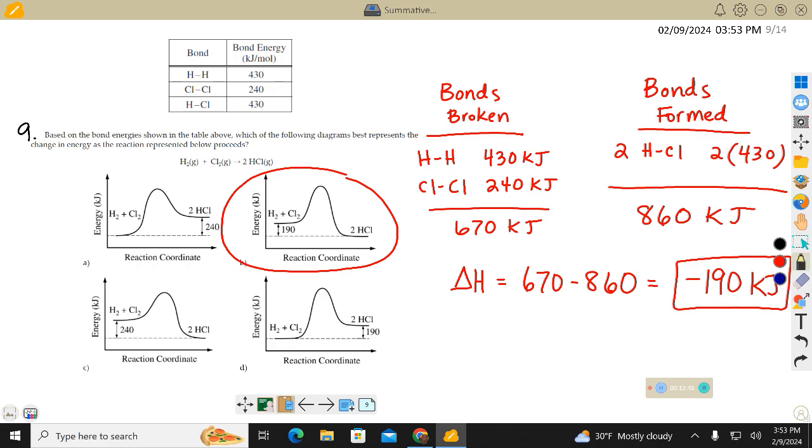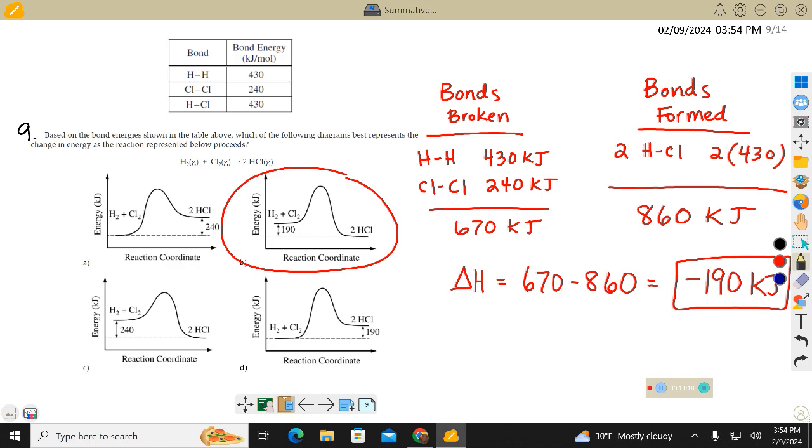Number 9 kind of brings us back to our bonding days. We've got bond energies for this pretty simple reaction. Now, bond energy is defined as the energy that I have to add to break a bond. So I can add it up for the reactant side. I need to add energy to break apart 1 mole of hydrogen bonds and 1 mole of those chlorine-chlorine bonds. That's going to require about 670 kilojoules.